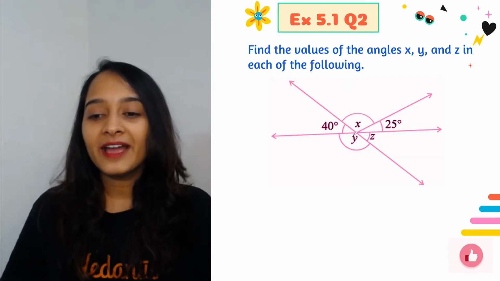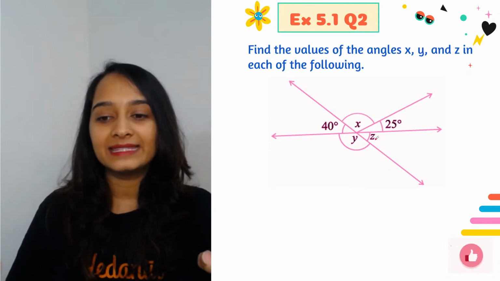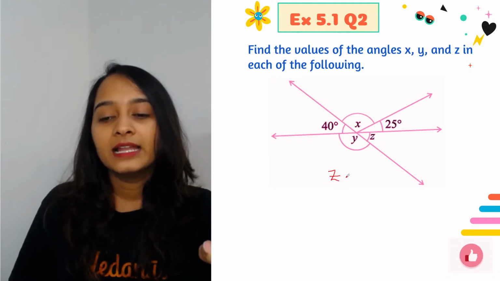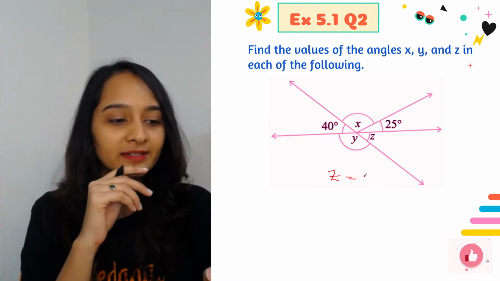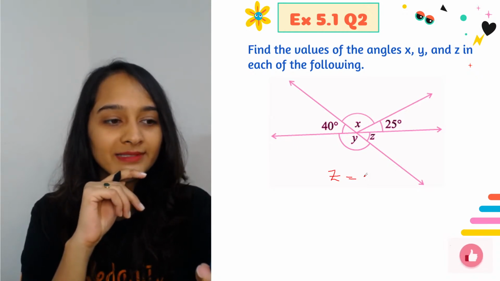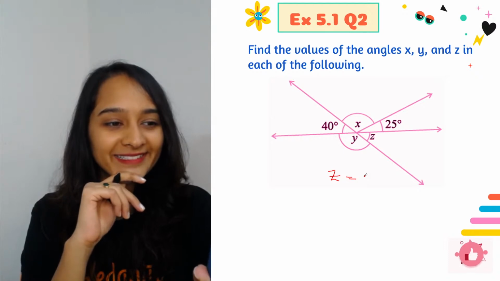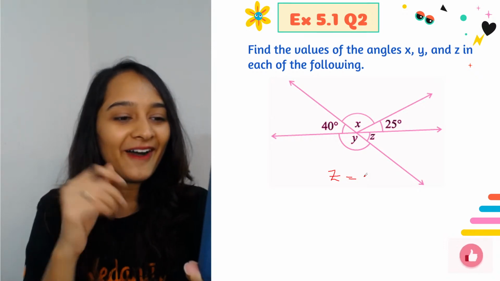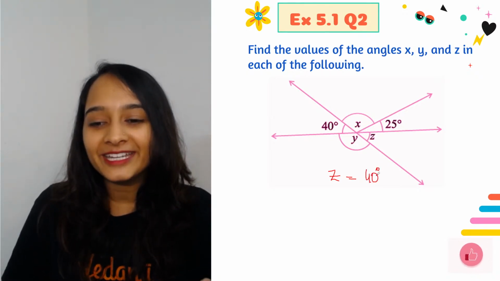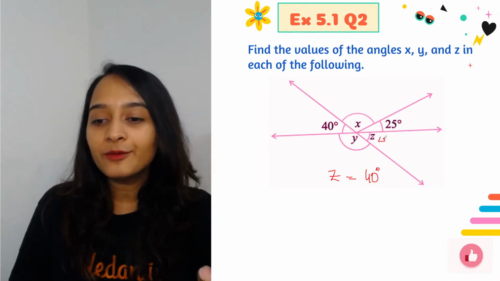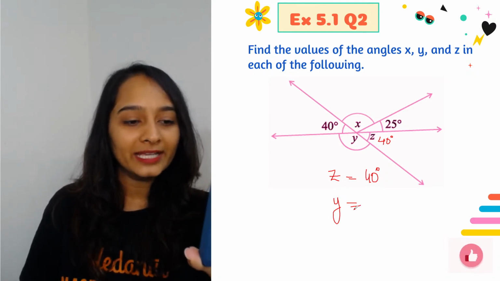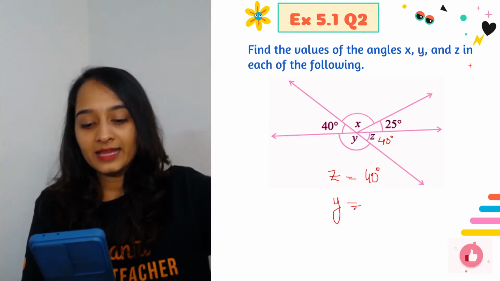Again, find the values of X, Y and Z. First, let's talk about Z. What is the value of Z? Awesome. Well done, everybody. 40 degrees. Now, since Z is equal to 40 degrees, can you find out Y? What is the value of Y?